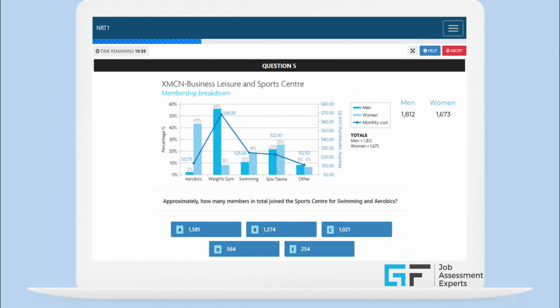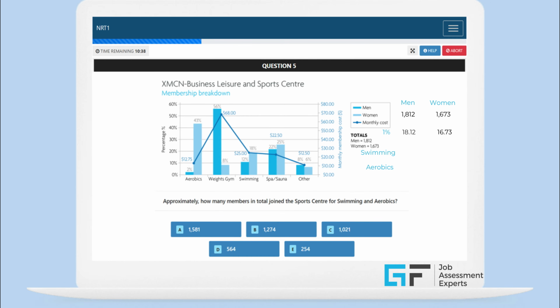If we divide these figures by 100, they will be easier to manage. So 1% of men will be 1,812 divided by 100, which will equal 18.12. 1% of women will be 1,673 divided by 100, which will equal 16.73. Let's begin with the men and calculate how many of them have joined for swimming and aerobics.